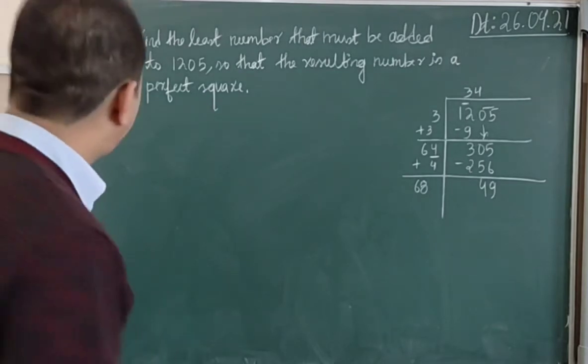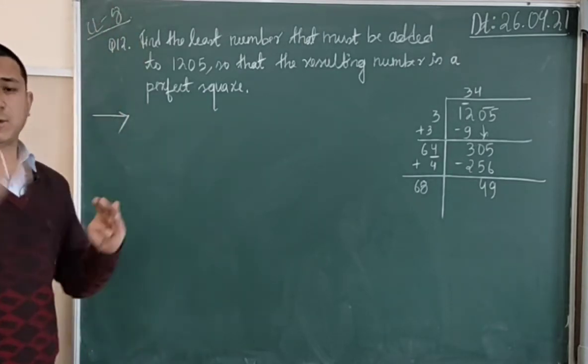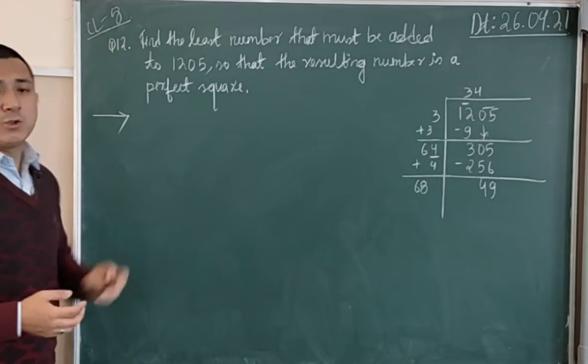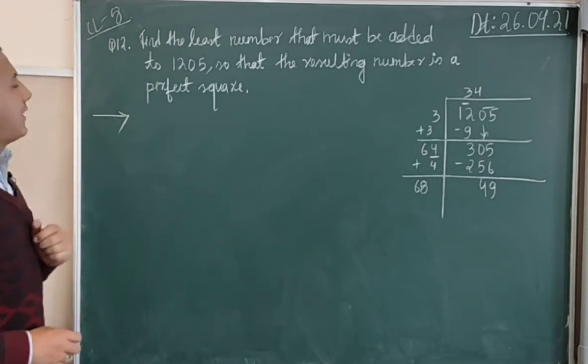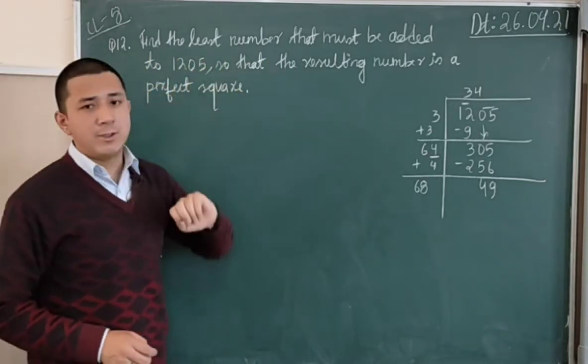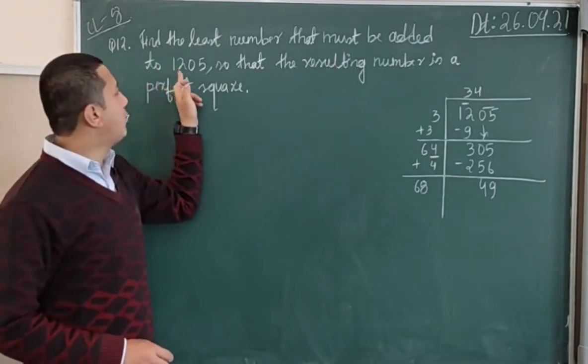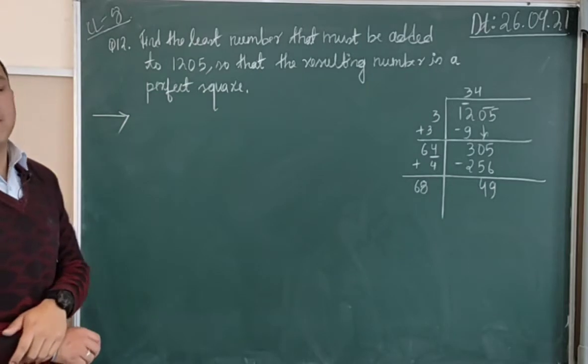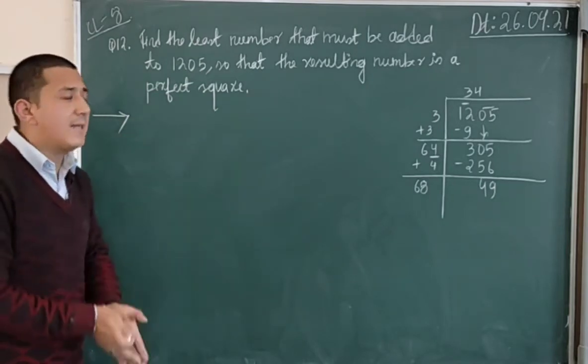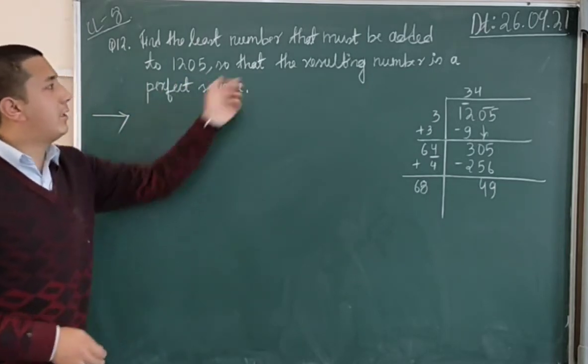Alright, now let's proceed with question number 12. In between questions we are skipping. I'm going to question number 12. Question number 12 says: find the least number that must be added to 1205 so that the resulting number will be a perfect square.